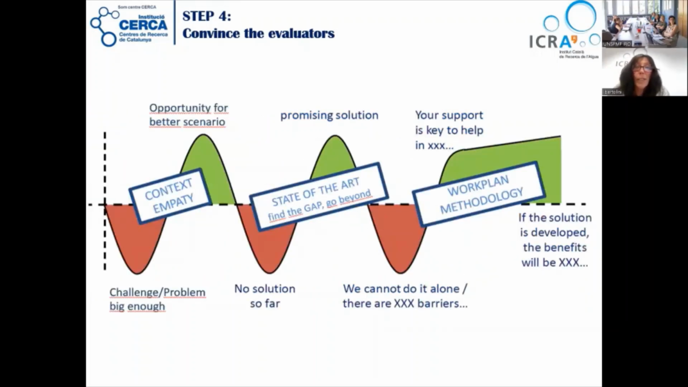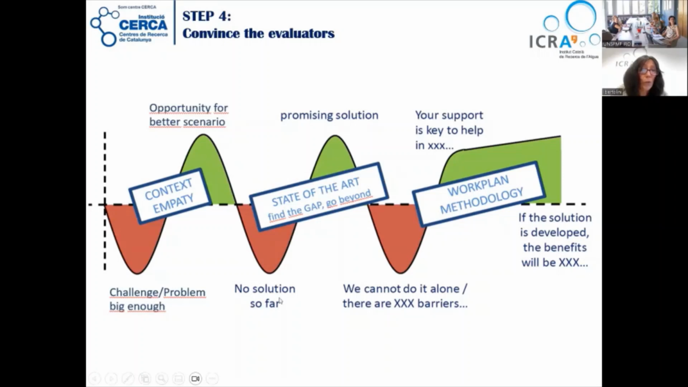Right, so how to convince the evaluator. Here the trick is to go a little bit up and down through your narrative, creating expectation and then offering a solution. So you start by claiming that there is a big problem, a big challenge, but there are opportunities for a better scenario. So you create a context of empathy. Then you tell about the state of the art and you find the gap. So you find basically what other people have done so far, and especially what they haven't done, because this is up to you to do, of course.